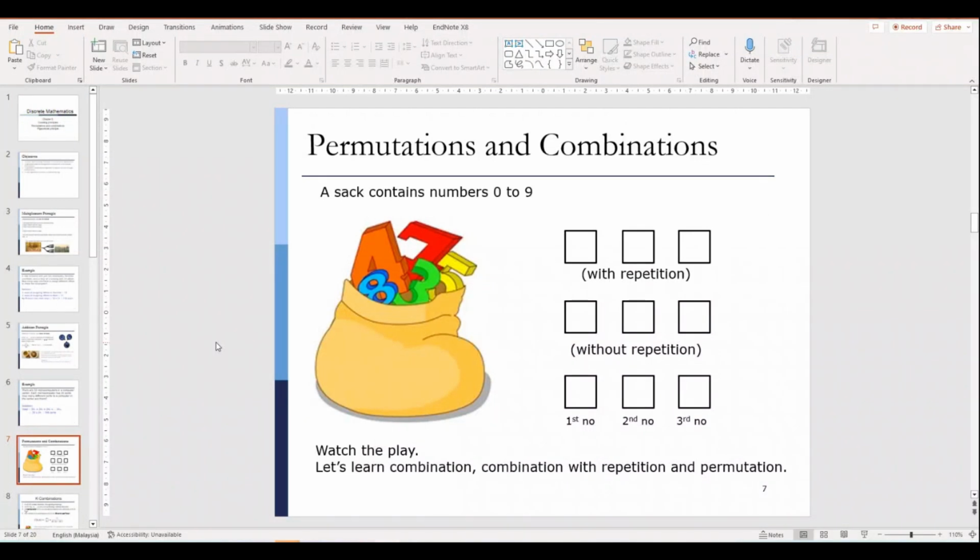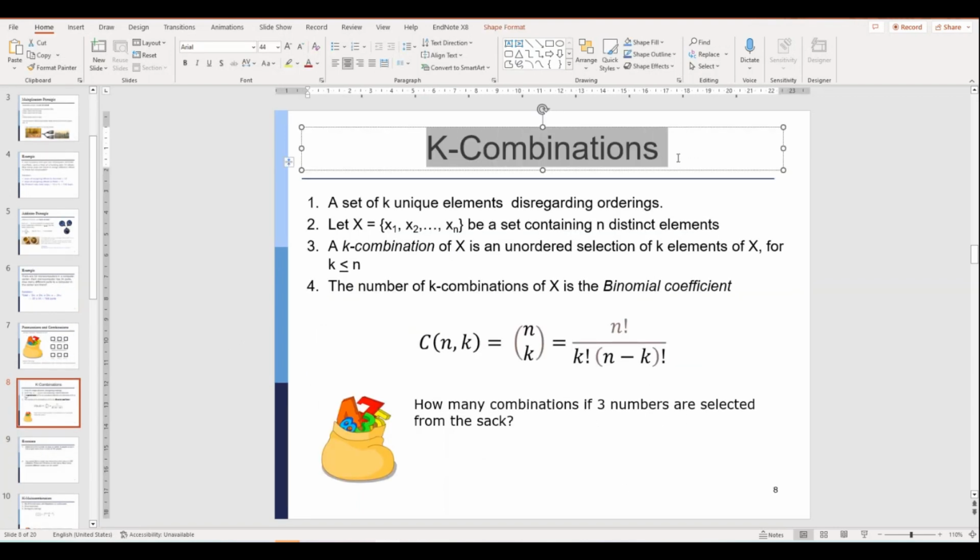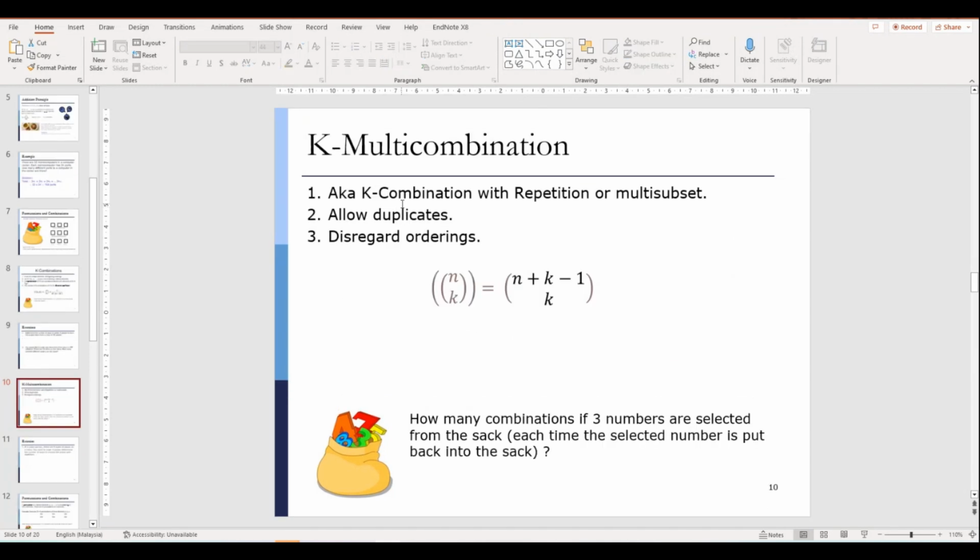So there are formulas for permutations, there are formulas for combinations, there are formulas for combinations with repetition, and also formulas for combinations without repetition. Like this K combination, no repetition. The other type is called K multi-combination. This one allows repetition. And you see the formula is actually quite similar to K combination.